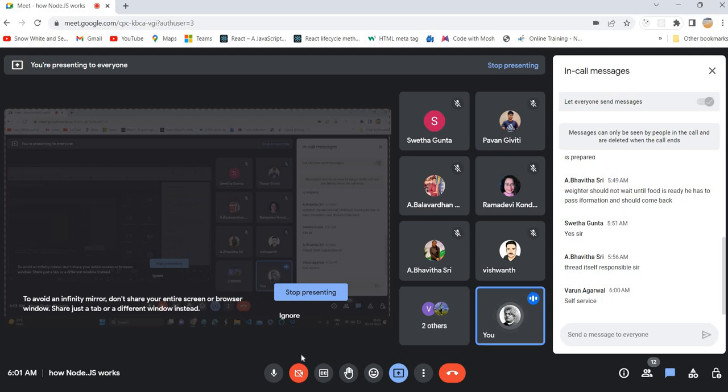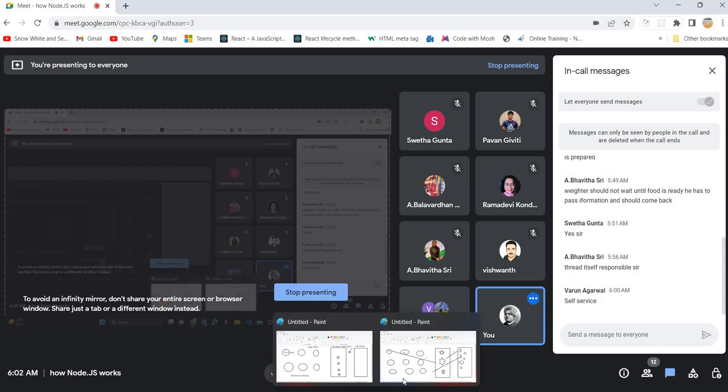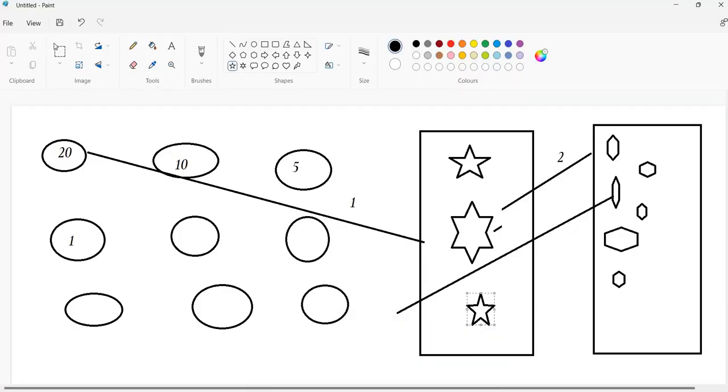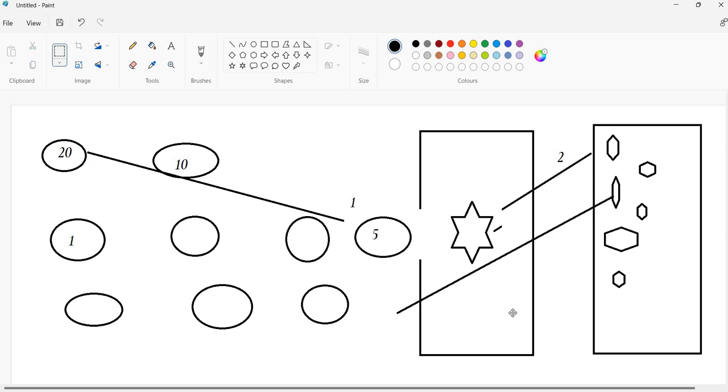Even Varun also said yes, self-service. Like, if you see most of the hotels, they will do self-service. They will take the order, one person will sit at the counter, right? He will collect the money, and he will give you a receipt, right? And then the client should go to the kitchen and collect the food.